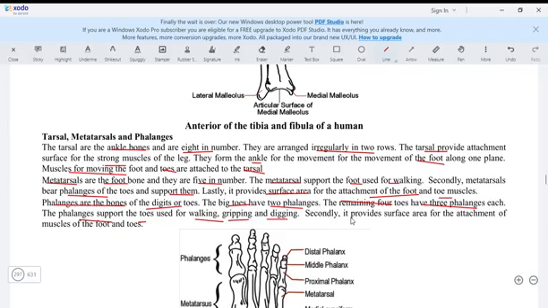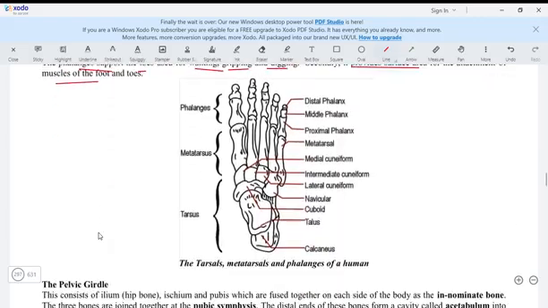Secondly, it provides surface area for the attachment of muscle. So take note of the last phalanges. They call them distal. That means they are far away from the body. But the middle one is called medial, while the one that is close to the body is called proximal. Then the metatarsals, those that are in the middle of your foot, also have medial, intermediate, lateral, and so on. So that's for that one.